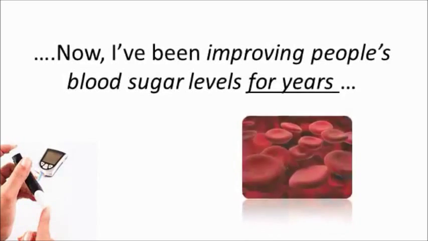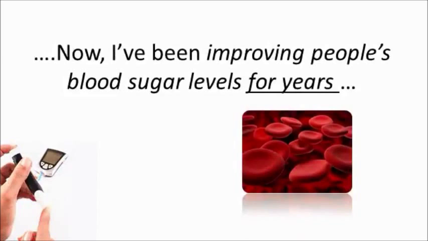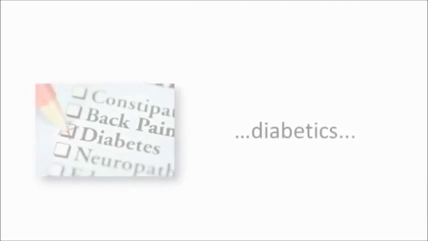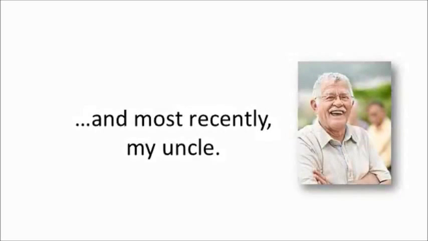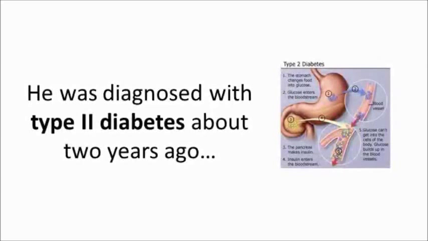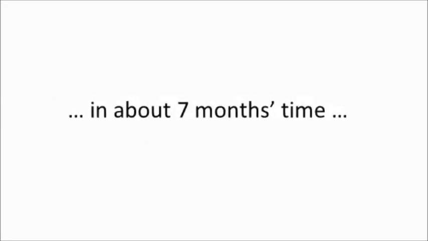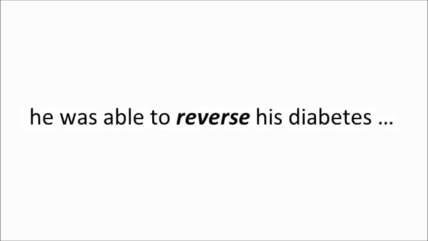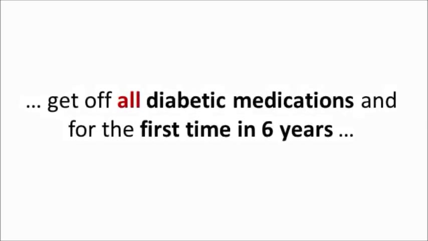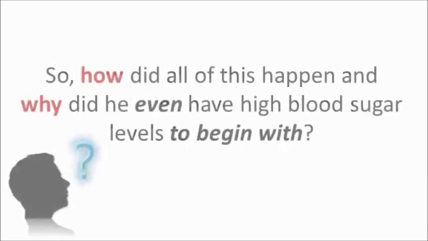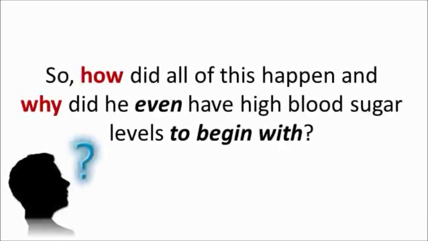Now, I've been improving people's blood sugar levels for years, first starting with my own, and dealing with professional athletes, diabetics, and most recently, my uncle. He was diagnosed with type 2 diabetes about 2 years ago, and after taking some of my suggestions, in about 7 months' time, he was able to reverse his diabetes, get off all medications, and for the first time in 6 years, he has healthy glucose levels naturally. So how did all this happen, and why did he even have high blood sugar levels to begin with?